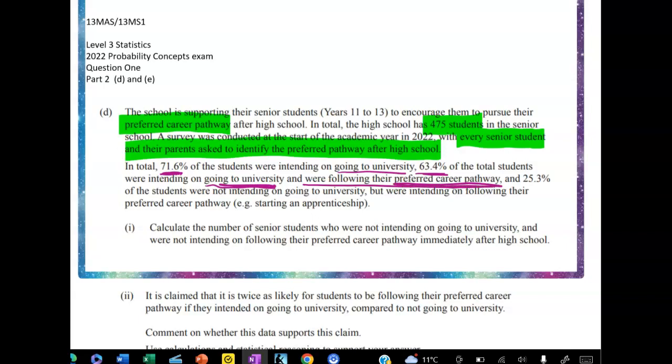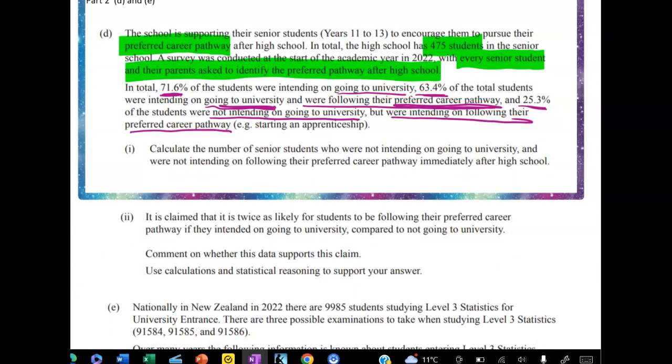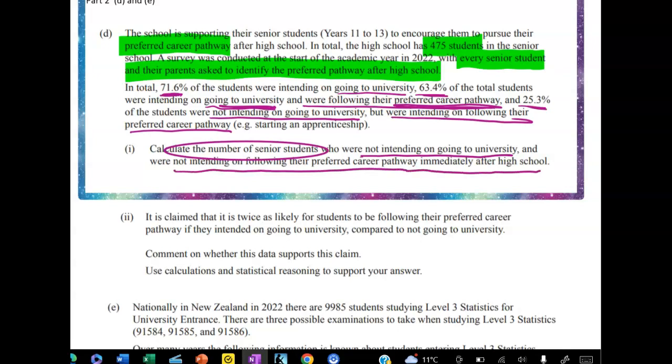So that's your second variable, right? And 25.3% were not intending on going to uni, but were intending on following their preferred career pathway, for example, starting an apprenticeship. Okay, so the first question is to calculate the number of senior students, not the probability, but the number, who were not intending on going to uni and were not intending on following their preferred career pathway immediately after high school. And then there's a claim that looks like a relative risk one.